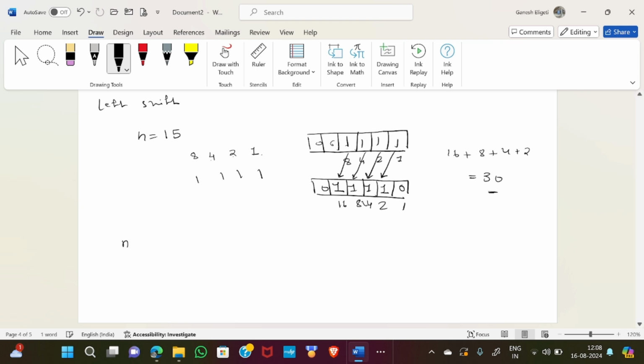Now let's take another number, which is n equals 2. Let's take a small number. So 2 is represented as 1 and 0. Now if you do left shift to this, it becomes 1, 0, 0, because of one shift here and an additional 0 is added. So this becomes 1, 2, 4. So this becomes a 4.